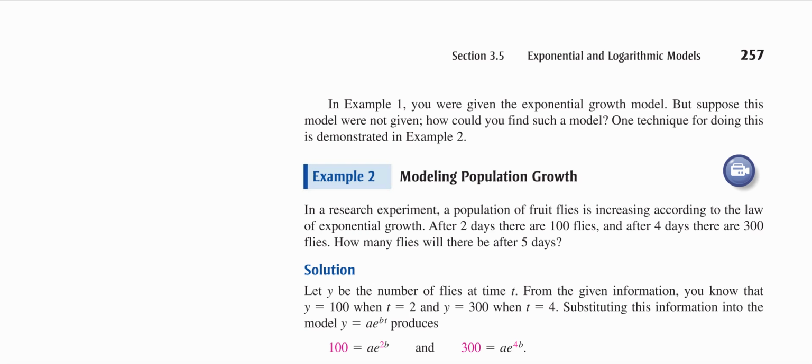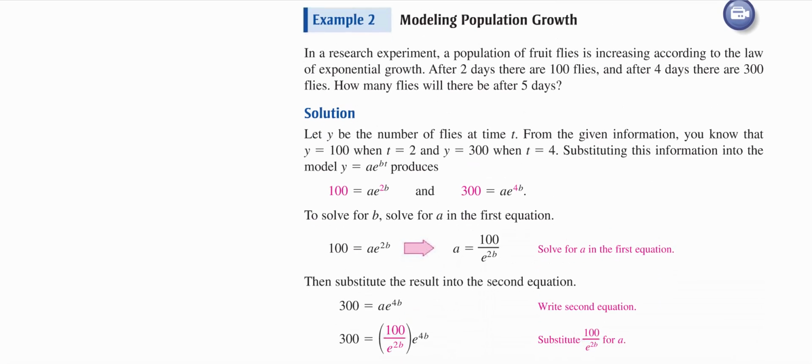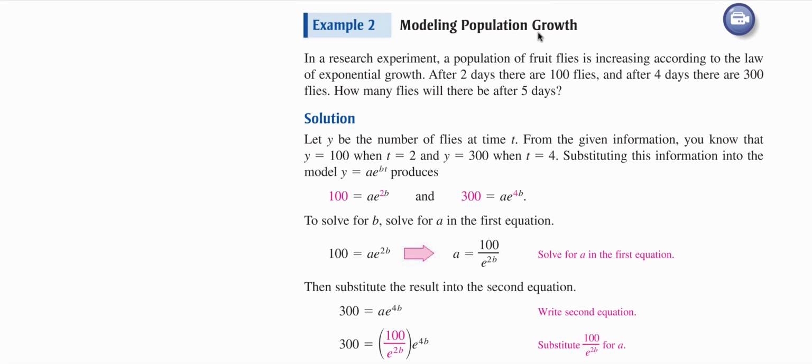Okay, let's look at another kind of model problem. Modeling population growth. In a research experiment, a population of fruit flies is increasing according to the law of exponential growth. Now after 2 days there are 100 flies, and after 4 days there are 300. How many flies will there be after 5?